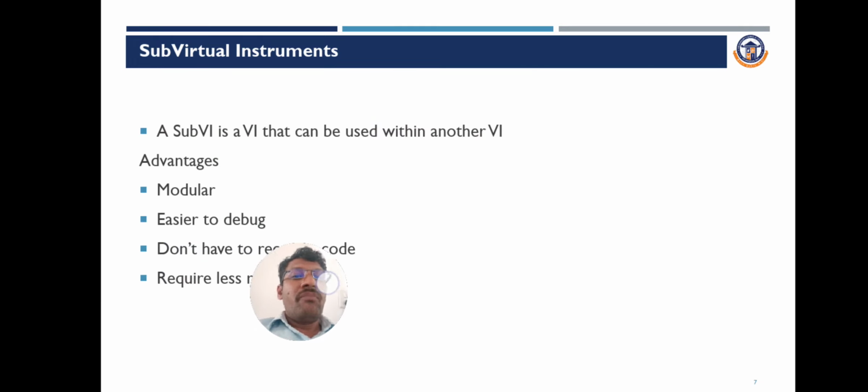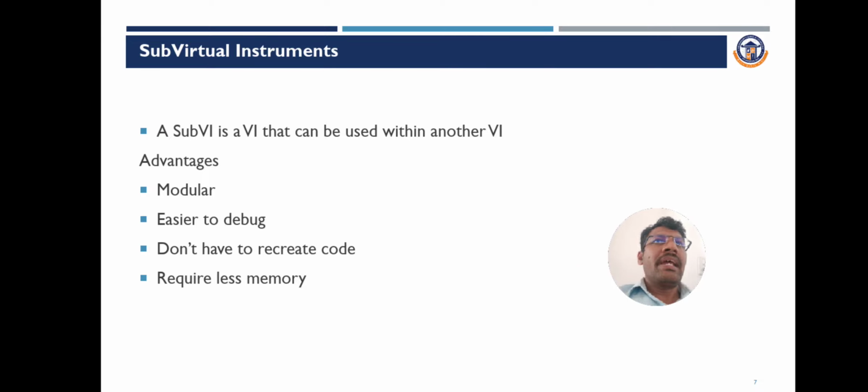And then a sub VI. A VI which can be created inside a VI is called a sub VI. So a sub VI is the VI that can be used within another VI. So what is the advantage? It is a very easy connection and easier to debug.